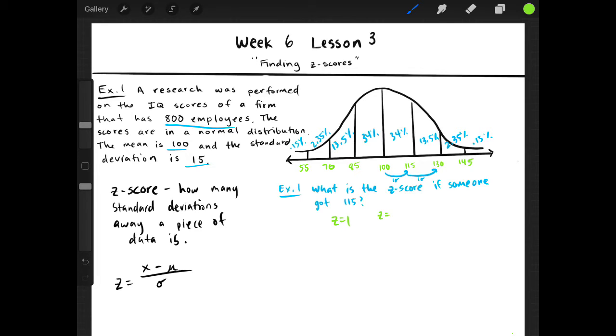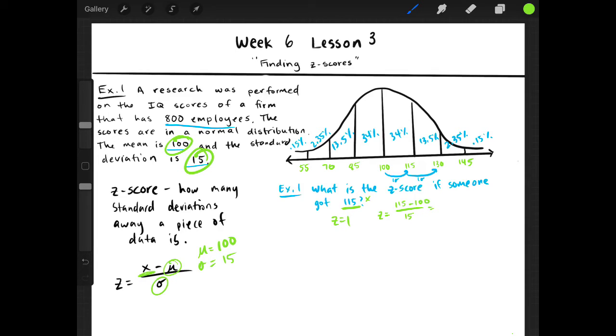Again, to set this up, we just need to know what's the mean, what's the standard deviation, and what piece of data we're looking at. Now we already know that the mean is 100, the standard deviation is 15, which means we can find the z-score. If we want to do this, we're just going to plug in 115 for x. So we go 115 minus the mean, which is 100, divided by the standard deviation of 15, and I promise you we're going to get a 1.